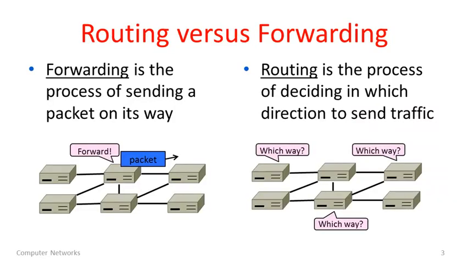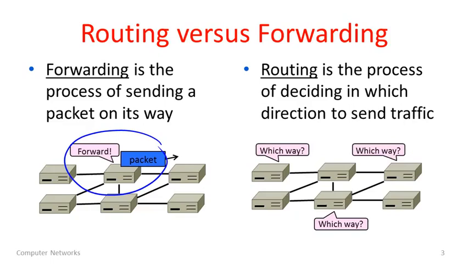Before we dive into it, let me go over the distinction between routing and forwarding to make sure that you recall it from previous lectures. So forwarding is this process of when you get a packet, actually sending it on its way. So it's very much a local node process. You can see here a node gets a packet and forwards it, sends it in the right direction. And we've looked at that already and seen how IP forwards.